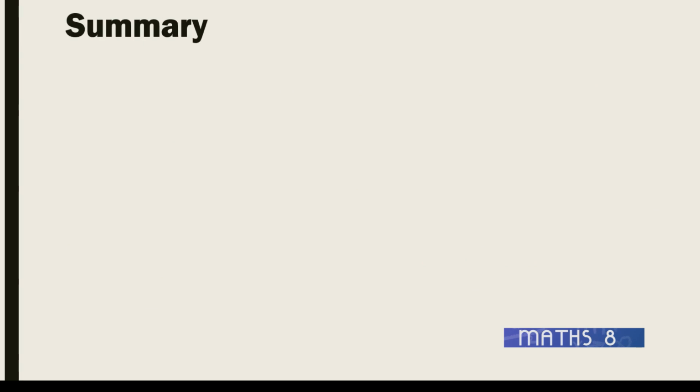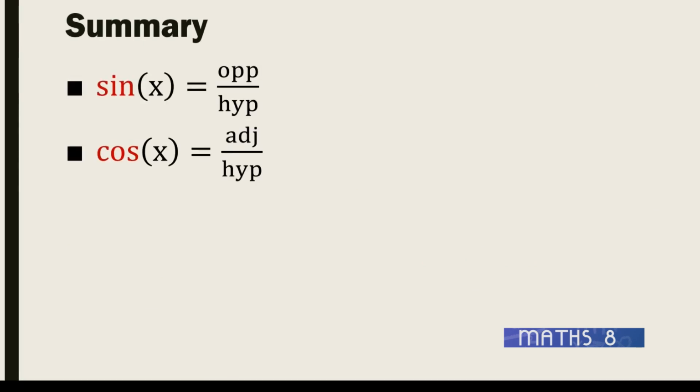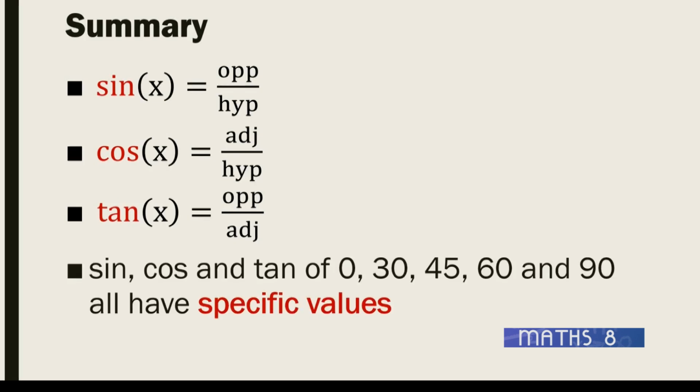To summarise, sine of x is the opposite over the hypotenuse, cos of x is the adjacent over the hypotenuse, tan of x is the opposite over the adjacent. Sine, cos and tan of 0, 30, 45, 60 and 90 all have specific values.